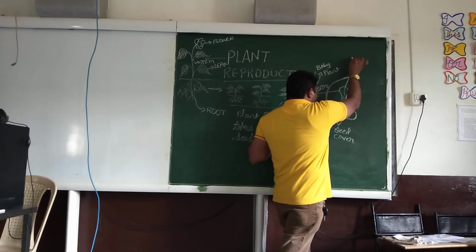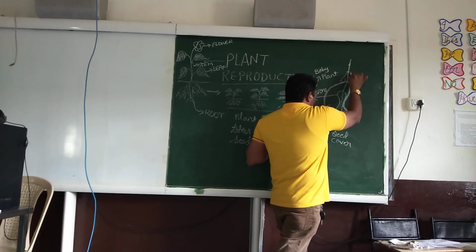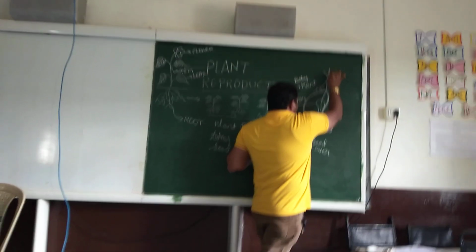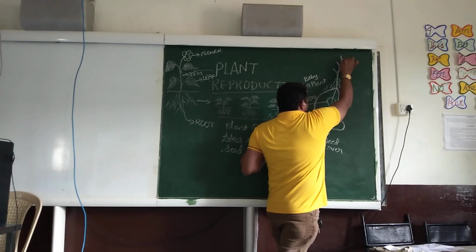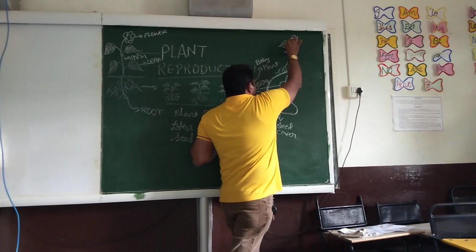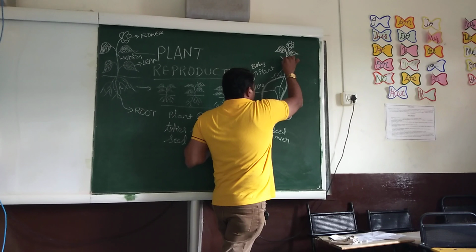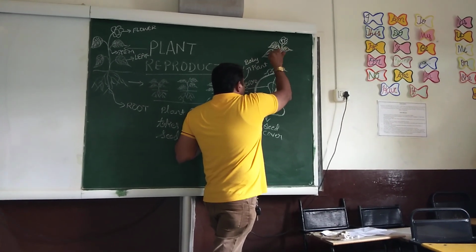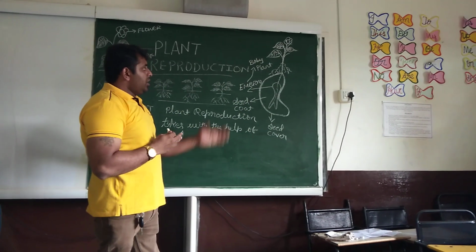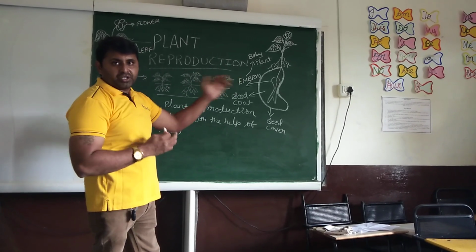starts to germinate like this. Germinate like this, and hence the roots will develop. Roots will develop, and the branches, you can see the branches, and finally it gives a new baby plant, producing young ones. This is how, with the help of the seed, plant reproduction takes place.